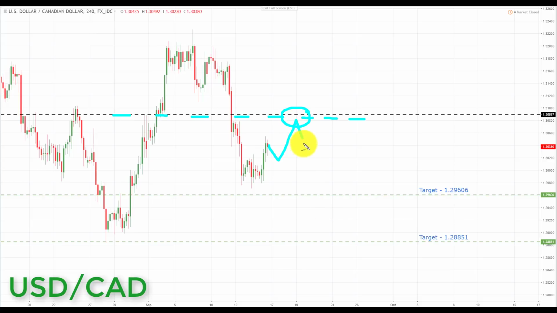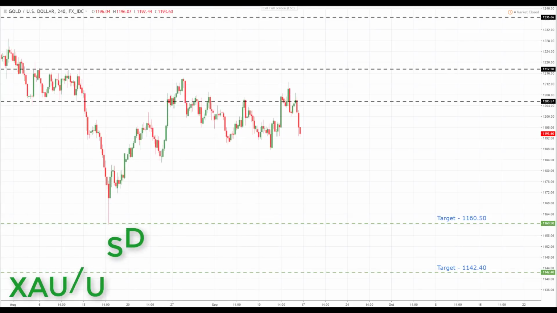And we're going to be looking at initiating shorts down towards the next key area of support to the downside and the target set at the 1.29606. And if we can get a breakthrough here, we're going to be looking down towards the next key area of support to the downside and target 2 at the 1.28851. And last but not least, we have gold.